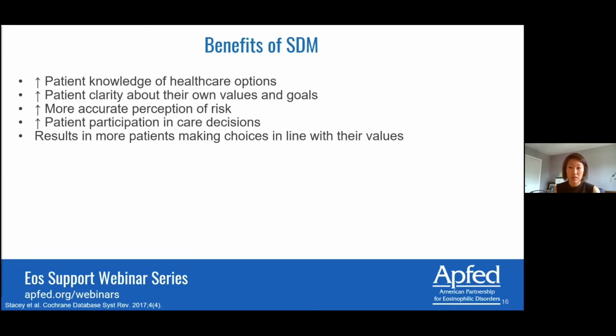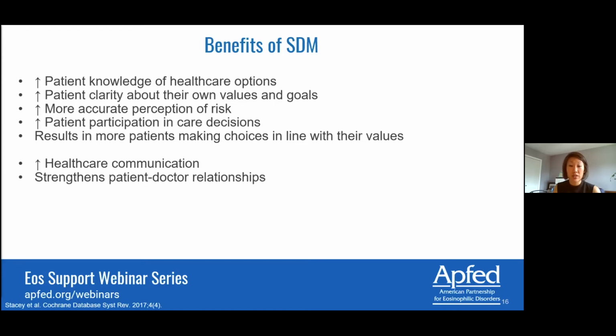Shared decision-making increases accurate perception of risk. So I may not know that I'm a risk-averse person, but thinking through the exercise, I realize I'm not willing to do that, or I am willing to do this and gamble on this treatment. Certainly, shared decision-making increases patient participation in care decisions, and ultimately results in patients making more choices that are in line with their values. It also increases healthcare communication and strengthens patient-doctor relationships to make them into partnerships.